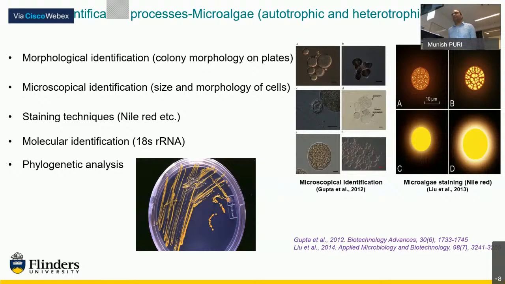cells. Okay. And then we can do molecular identification, which is a benchmark that one has to do in a lab. And obviously that will help you in doing phylogenetic analysis. Okay, these are some of the basic techniques.